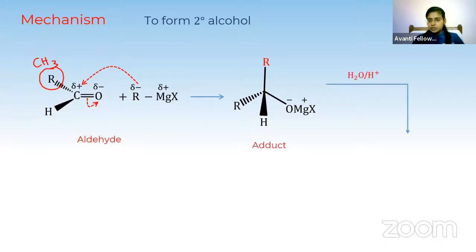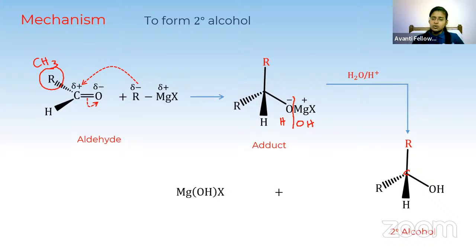Next it has to be treated with acid in the presence of water. The O-Mg bond will break, H will go here and OH will go here. We will get the secondary alcohol, CHOH. And MgOHX is the byproduct. Got it?